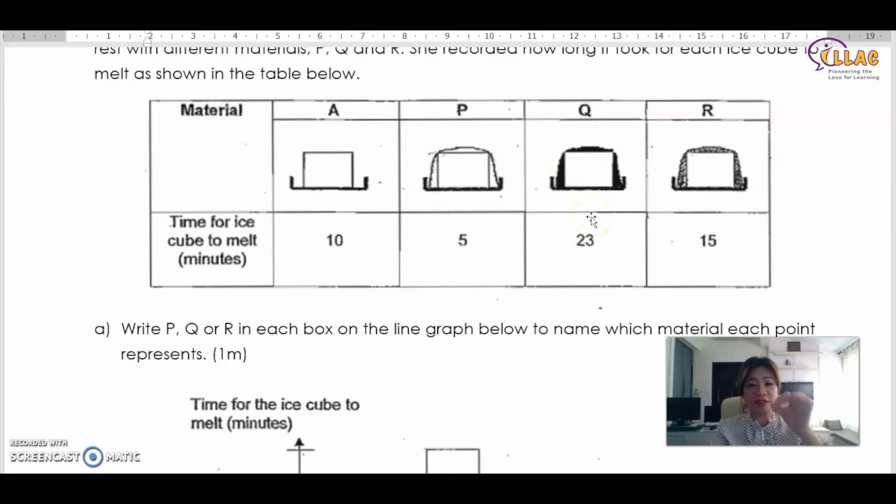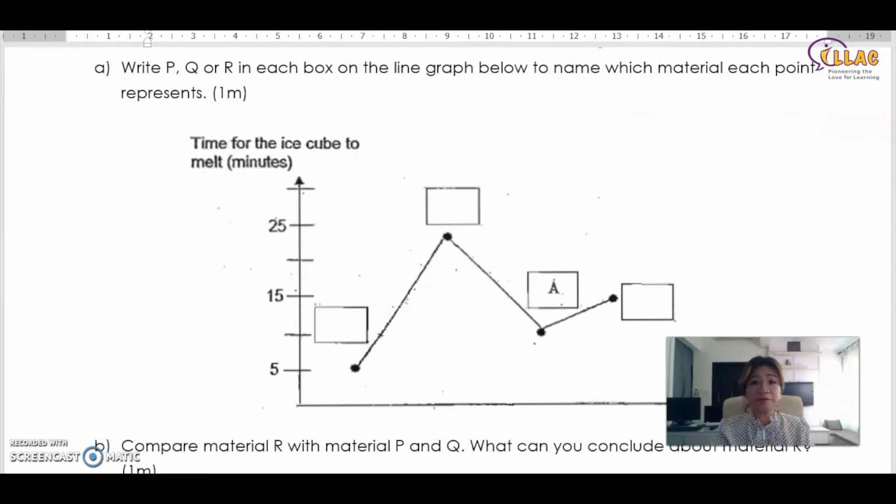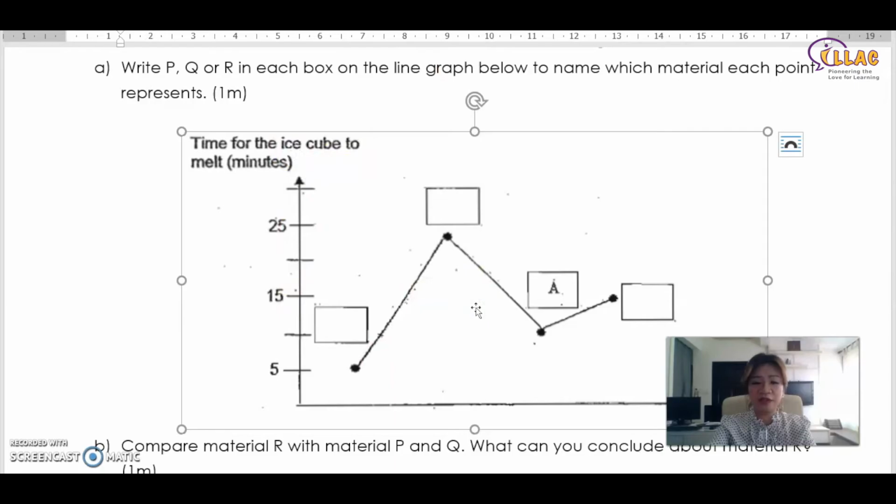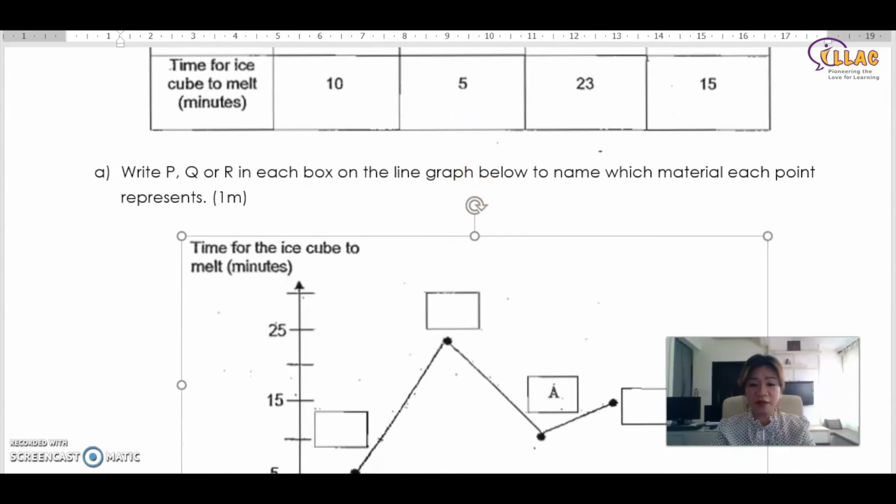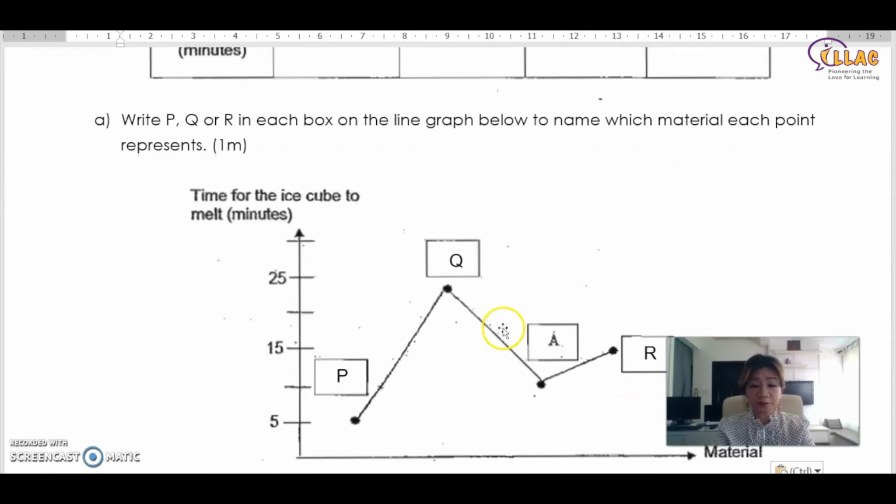So that's why the ice took so long before it melts, right? 15 in between, right? So over here, you're supposed to fill in this one, write down the time for the ice cube to melt, okay? So you just do it accordingly. So over here, what is the lowest? The lowest will be P, right? Followed by Q on top and then R over here. So this will be how it looks like.